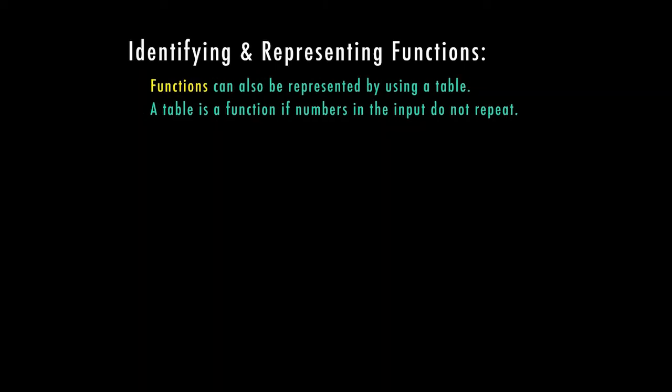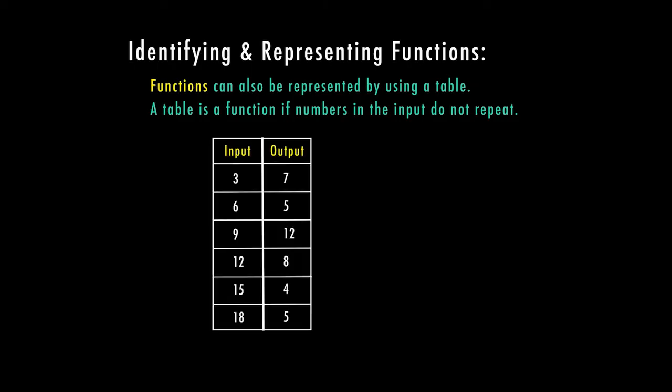Functions can also be represented by using a table. A table is a function if the numbers in the input do not repeat. So here we're going to look at a table, and we already have our input and output labeled. If you notice the input, all of the numbers are different and they all go to a different output. None of the numbers in the input repeat. So this is a function.